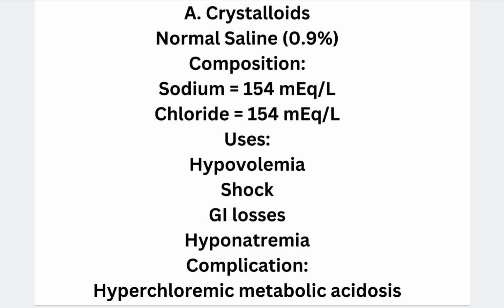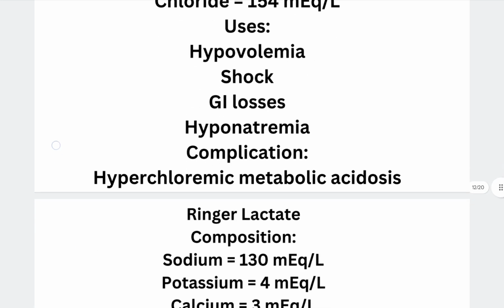Whenever there is excessive usage of normal saline, due to excessive chloride, it leads to formation of hyperchloremic metabolic acidosis, because when you infuse a larger volume of normal saline, it produces acidosis by dilution of our serum bicarbonate level. This is one of the disadvantages of normal saline.